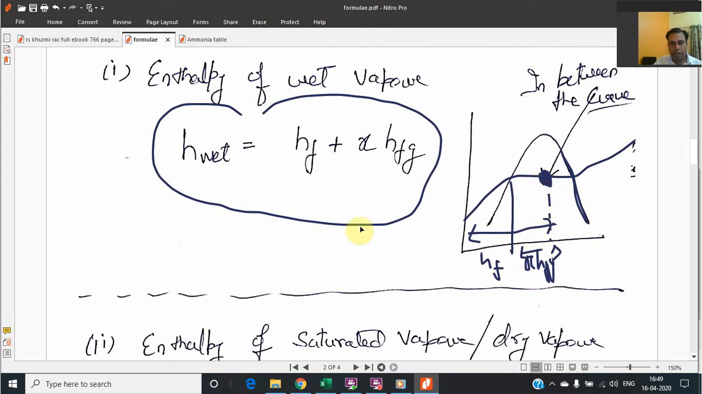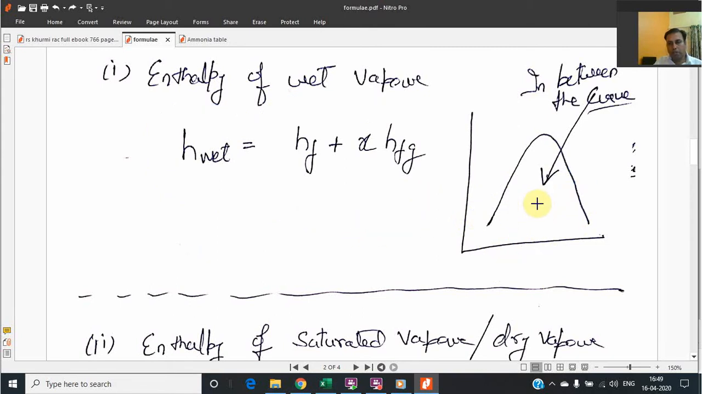But if we are in between the two curves, suppose we are sitting over here, the point is over here, and we want to obtain the enthalpy. Then what will we do? Up to this point we know the enthalpy is HF. After this point, what is the enthalpy? X HFG, because the complete enthalpy is HFG.